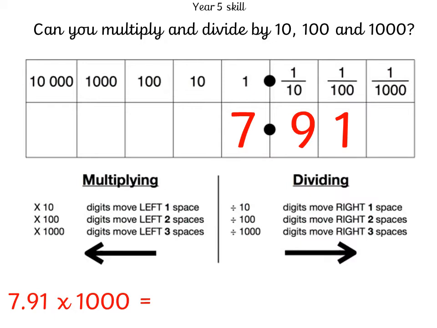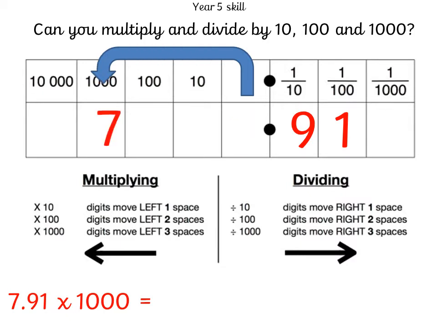I'm going to try a bit of a trickier one now. So we've got 7.91. So we're using the decimal here. Again, I'm going to times by 1,000. So this time we need to move the digits 3 spaces to the left. So we'll start with the units with our 7 and we'll move it 3 spaces to the left. So now you can see that the 7, which was in the units, is now in the thousands column. So it's now worth 7,000.